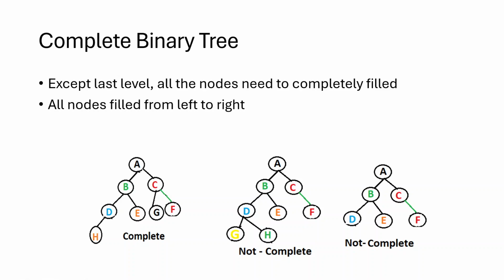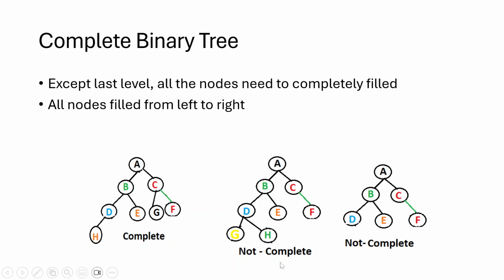If D has a right child only, then it is not a complete tree. Always you should fill the data from left to right. First the left child and then the right child, then left child and then right child, left child and right child once again. So this is called a complete tree.